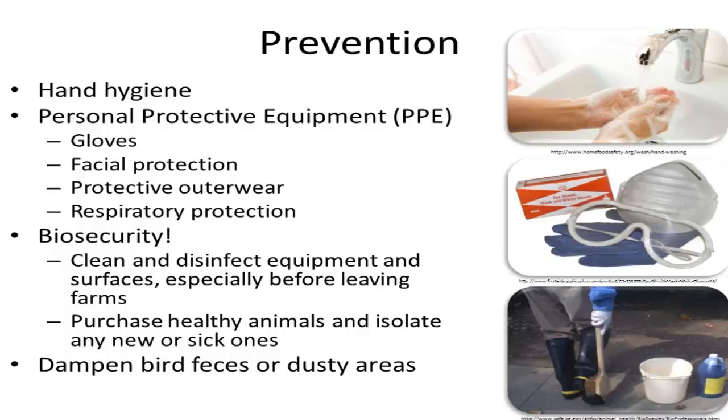To decrease spread of disease from farm to farm, it is important to practice good biosecurity. After working with animals in one location, equipment, including boots and surfaces, must be cleaned and disinfected prior to leaving. This will help to decrease disease contamination with fomites. It is also important to purchase healthy animals and to isolate new animals or animals that appear to be sick. And finally, before cleaning or disturbing dried excrement or dust, water should be used to dampen the area. Dried excrement and dust are easily aerosolized, so wetting down the area will help to decrease the number of airborne pathogens.